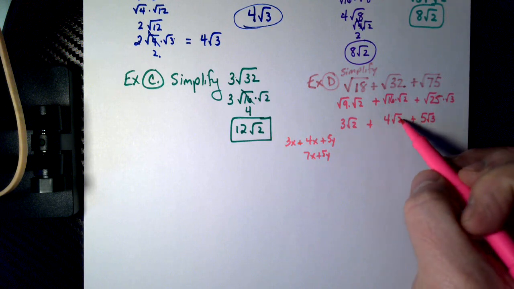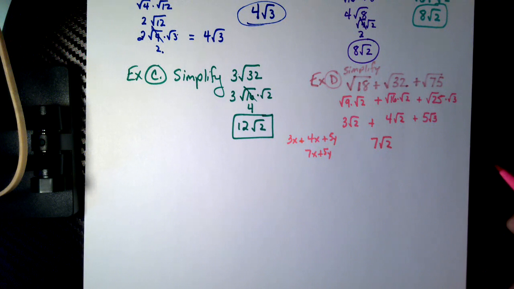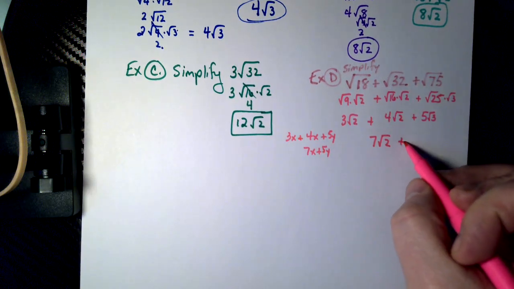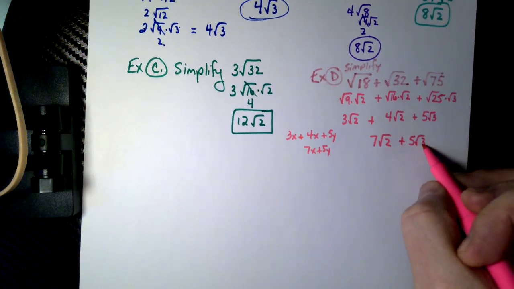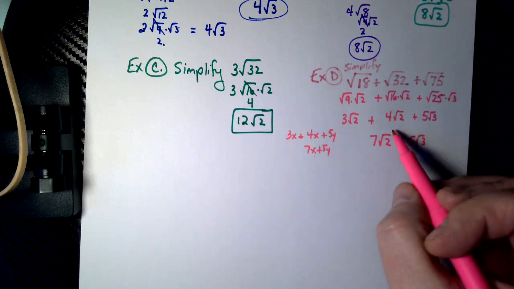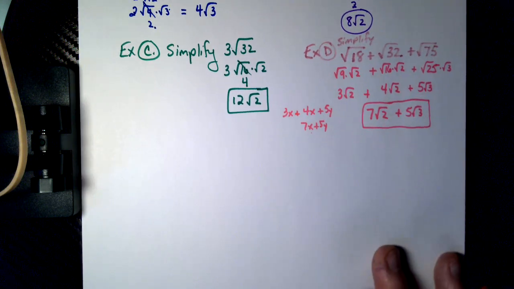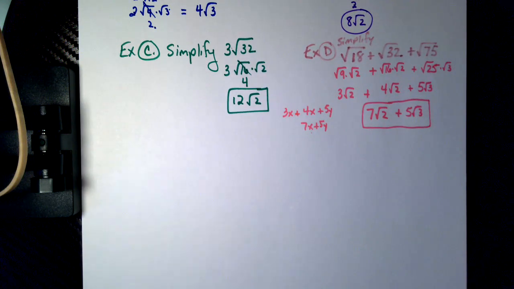So 3 root 2 plus 4 root 2 is equal to 7 root 2. It's 7 square roots of 2 plus 5 square root of 3. That doesn't simplify any further. This does not simplify any further. And that is your exact answer. You don't want any decimal answers here. That's an exact answer. Decimal answers have it rounded off at some point.